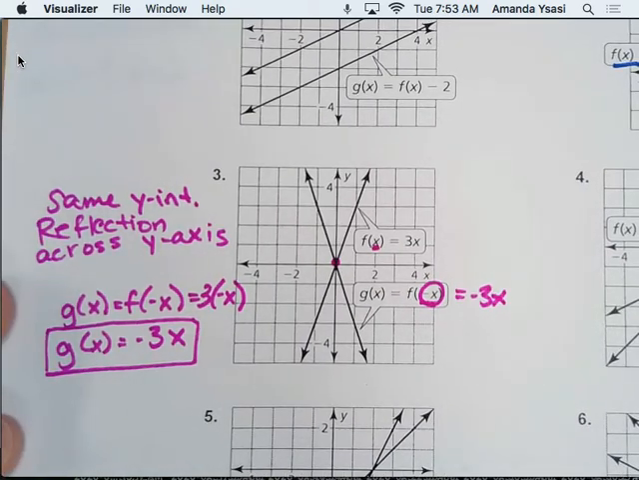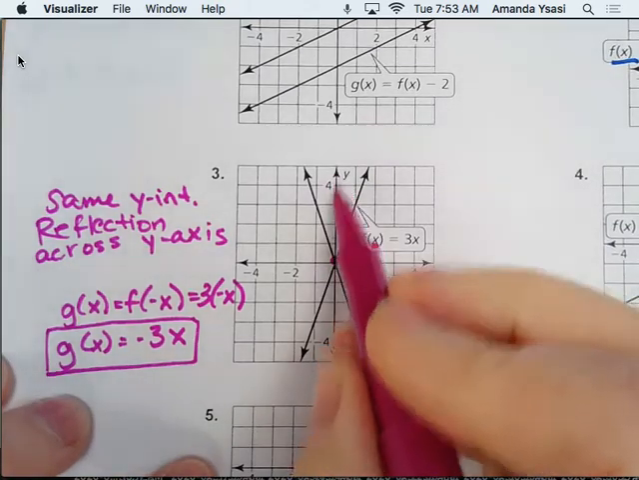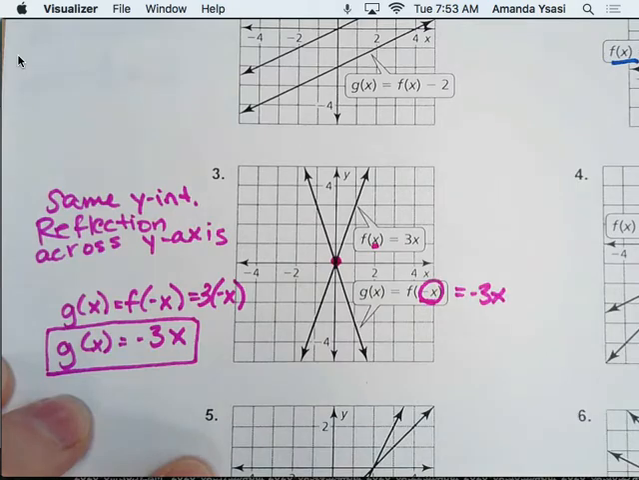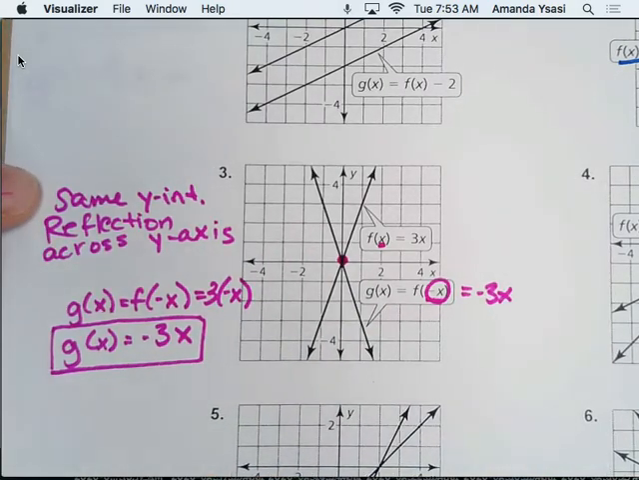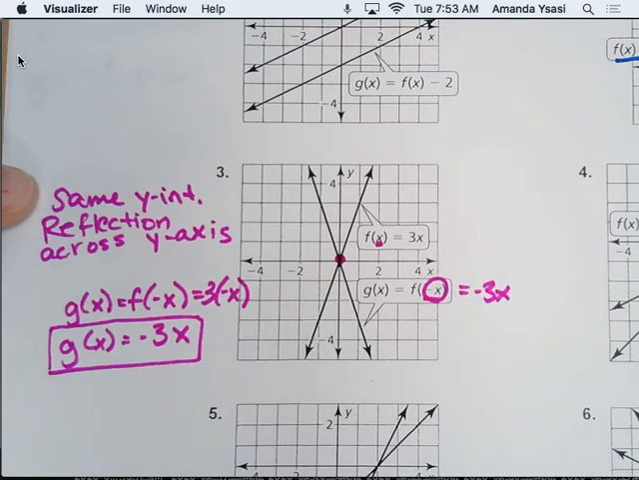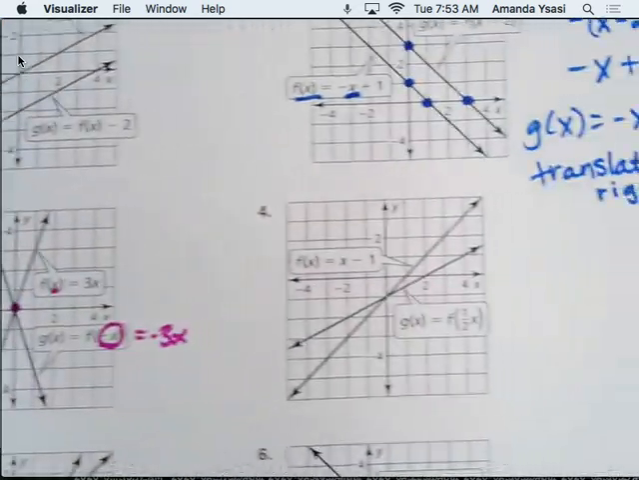Okay. Questions on that one? So like on that one, we don't put a translation of like 2 or 3 up or down? No, because it didn't translate at all. The only thing that happened was the reflection. Yes, sir. So that's why I wrote same y-intercept, so I would know there's no translation. Translate only like when you slide, right? Yes. Mm-hmm. Yes. Okay, number 4.